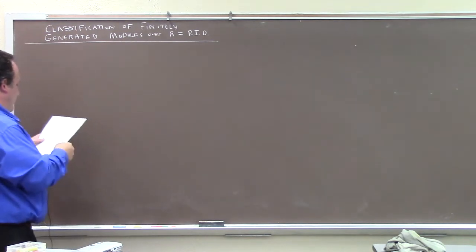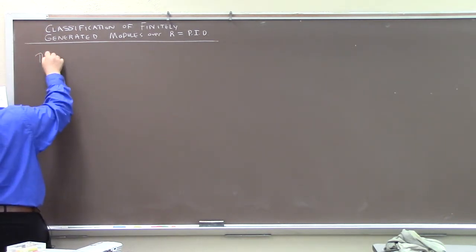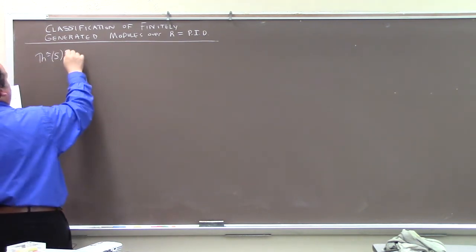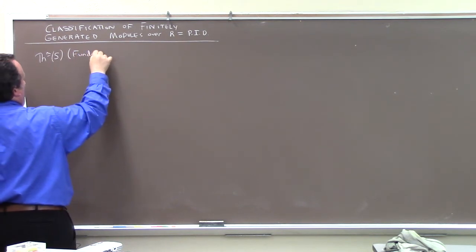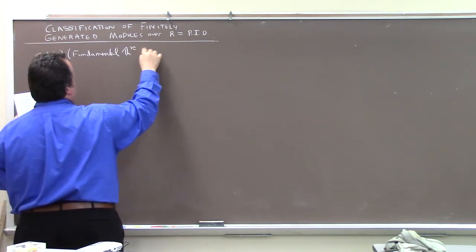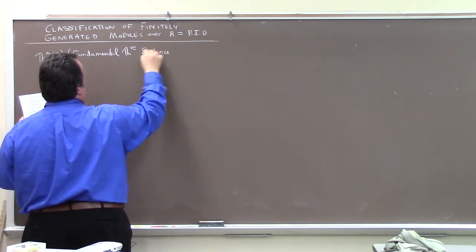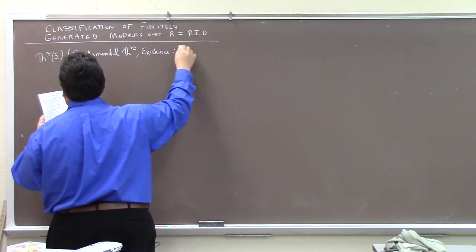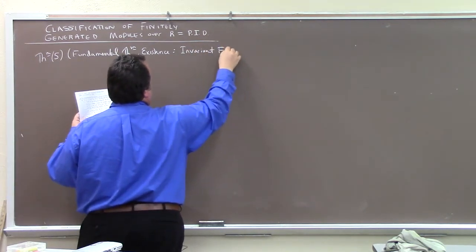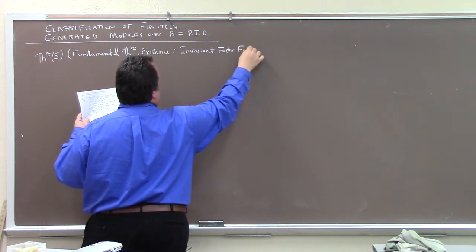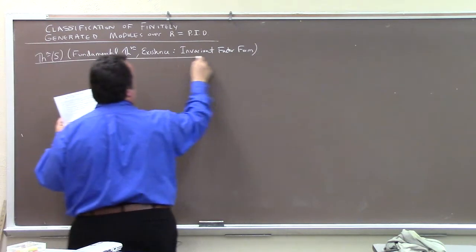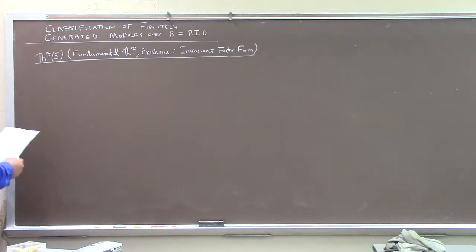So I'll get straight to it. This is Theorem 5, which is the fundamental theorem on existence, and it's the invariant factor form. So there are two popular forms. The one is the invariant factor form, the other one is the elementary divisor form. All right, so we'll start with this one.